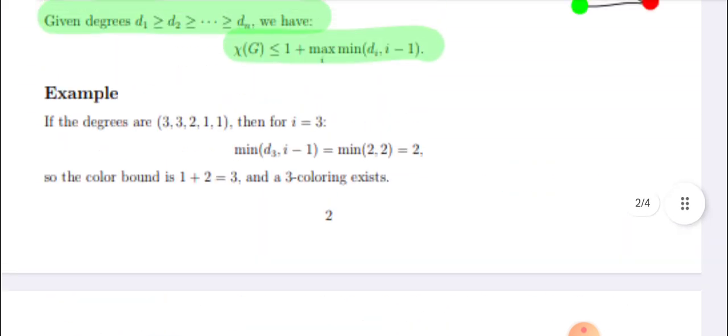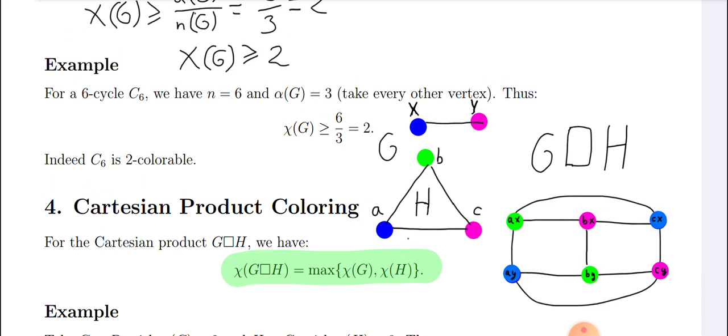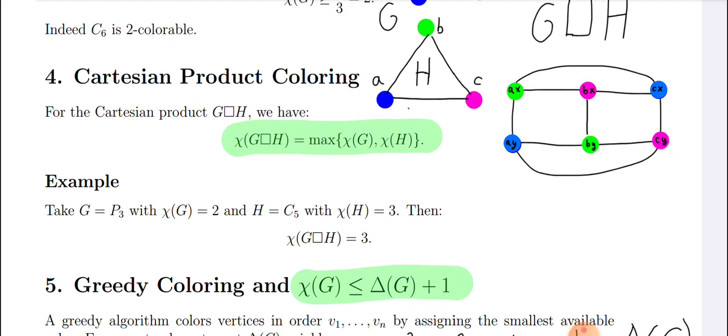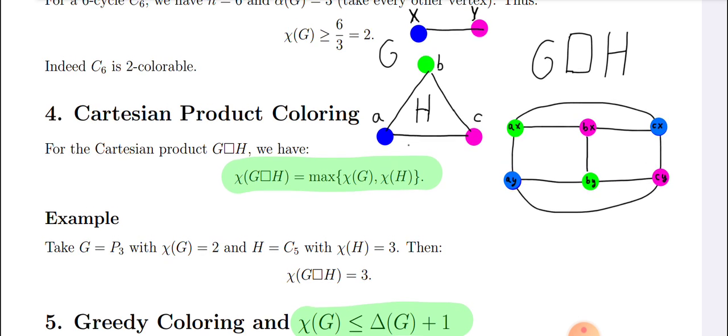G □ H. This often looks like a grid. You can think of the vertices of the new graph as pairs, with one component from G and one from H. So if G represents conflicts along, say, a vertical axis, and H represents conflicts along a horizontal axis, the product graph is the full grid of conflicts.